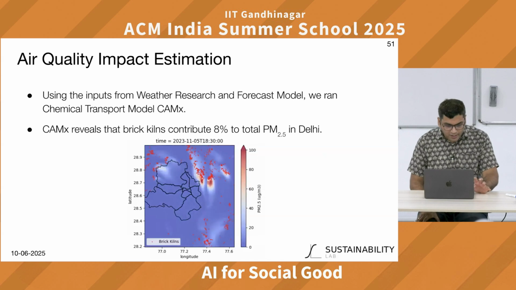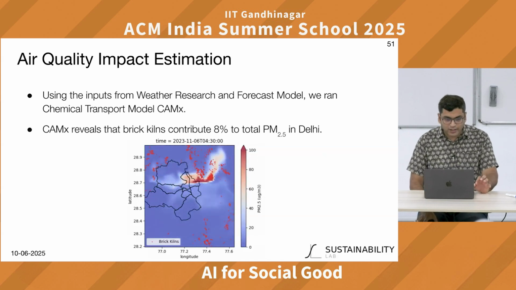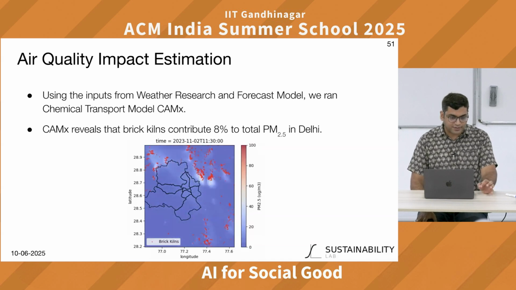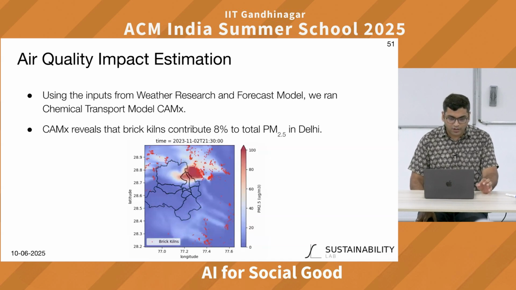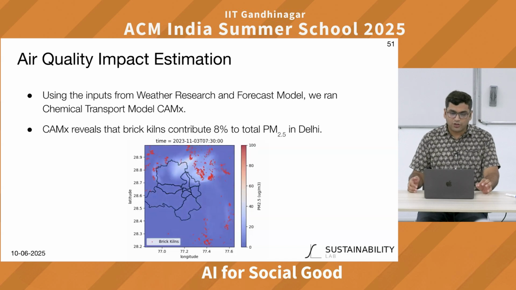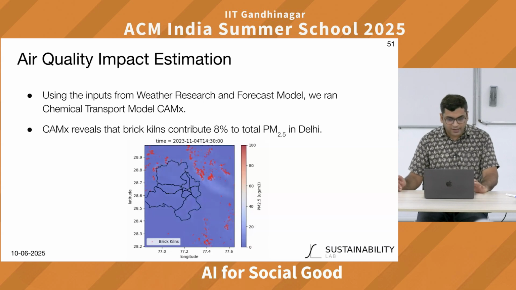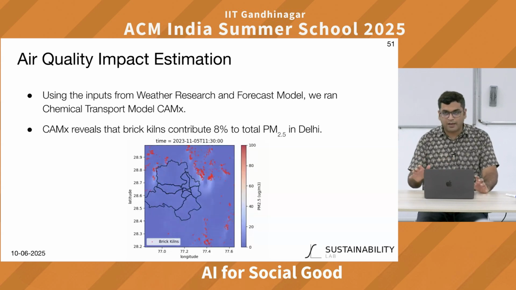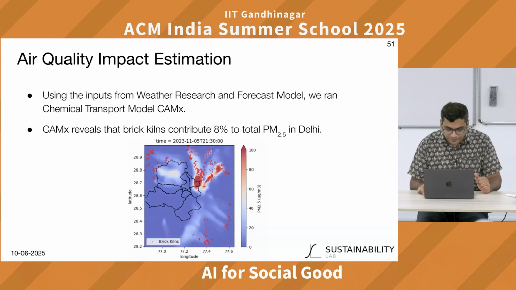So this is the simulation which I mentioned earlier. Once we have the weather forecast models and we have the chemical transport models, in this case, a particular variant called CAMEX is used, and you know the emissions, you can pinpoint the contribution of any particular emission source to the total PM. In this case, it seemed to be about 8% as per some calculations in certain time period of the year.